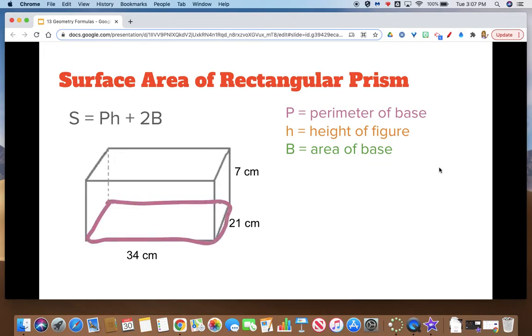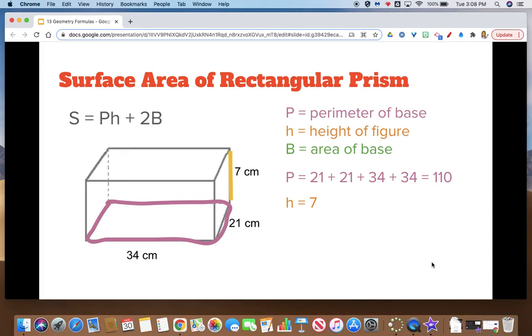So on this example that you already wrote down, we decided to use the top and bottom as the base, and on a rectangular prism, you really could pick any set as the base. First we need to find the perimeter, which means adding up all four sides. That gave us 110. Then we gathered the height of the prism, which is the distance between the two bases, which was 7.